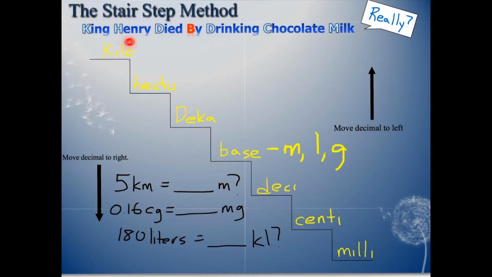So we're going to take 5 kilometers and we're going to go all the way down to the base. So count with me, 1, 2, 3. And since we went down the steps, we're going to move the decimal to the right. We're going from a big unit to a smaller one. So we're going down 3 places. We're going to move it to the right 3 places. Our answer ends up being 5,000 meters.